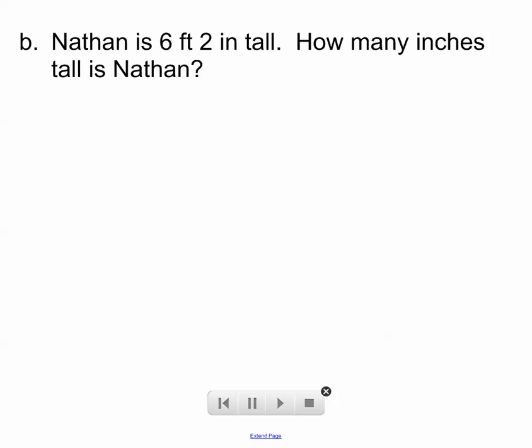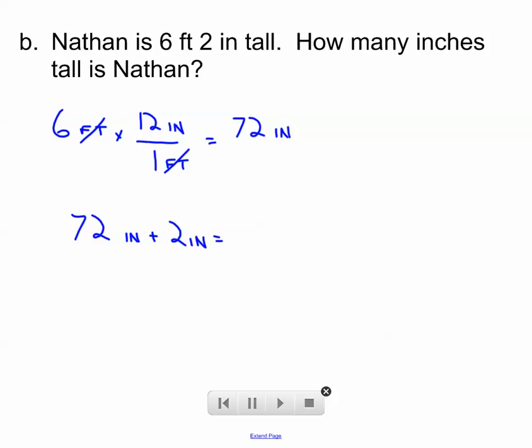Nathan is 6 feet 2 inches tall. How many inches tall is Nathan? All right. Well, he's 6 feet tall plus another 2 inches. So let's concentrate on the 6 feet first. There's 12 inches in every 1 foot. Notice the feet cancel out. Now we're going to multiply. 6 times 12 is 72 inches. So Nathan is 72 inches plus another 2 inches tall. He's 74 inches tall.